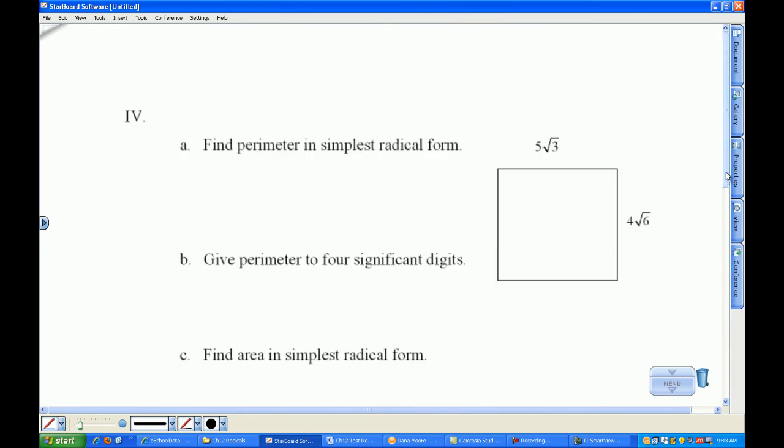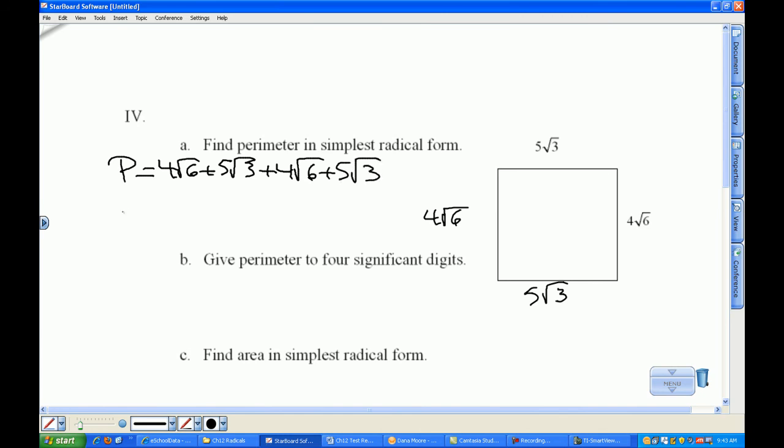Now, there's a problem just like this on the chapter test, so you need to take the time to figure this out. Find the perimeter in simplest radical form. Remember, the perimeter is found by adding the sides together, and because this is a rectangle, this side is 4 radical 6, this side is 5 radical 3. So I'm going to take the sides 4 radical 6, 5 radical 3, 4 radical 6, 5 radical 3. I'm going to add them together.